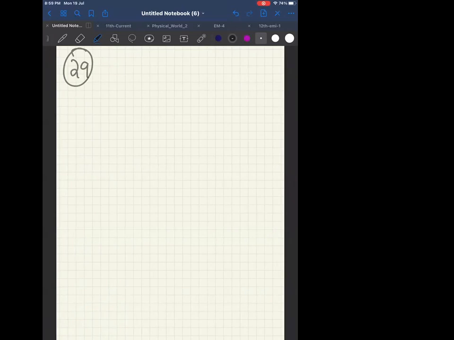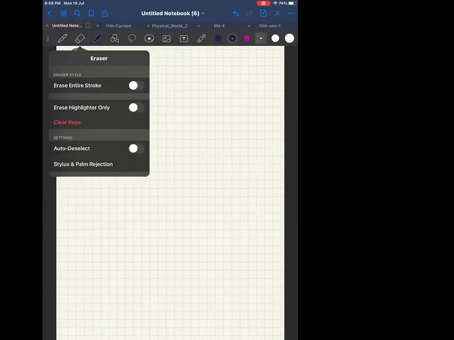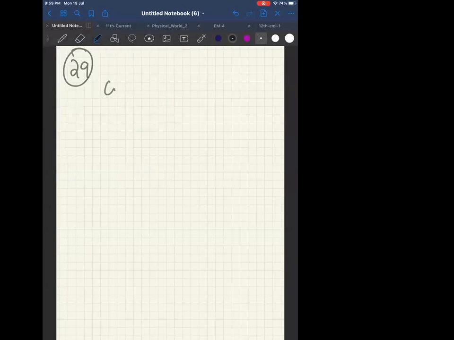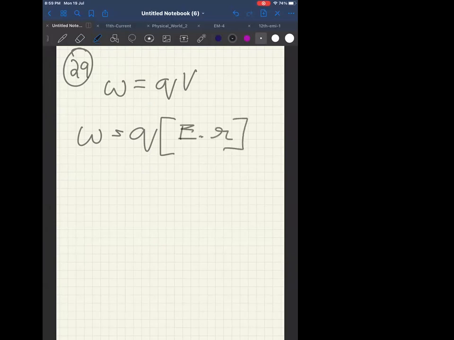The displacement of a charge Q in the electric field E, and displacement R. Therefore, work done you have to find out in question number 29. Work done is equal to QV, or can I say work done is equal to Q into V. V is equal to E dot R. Look at the screen. Can I say it is E dot R?